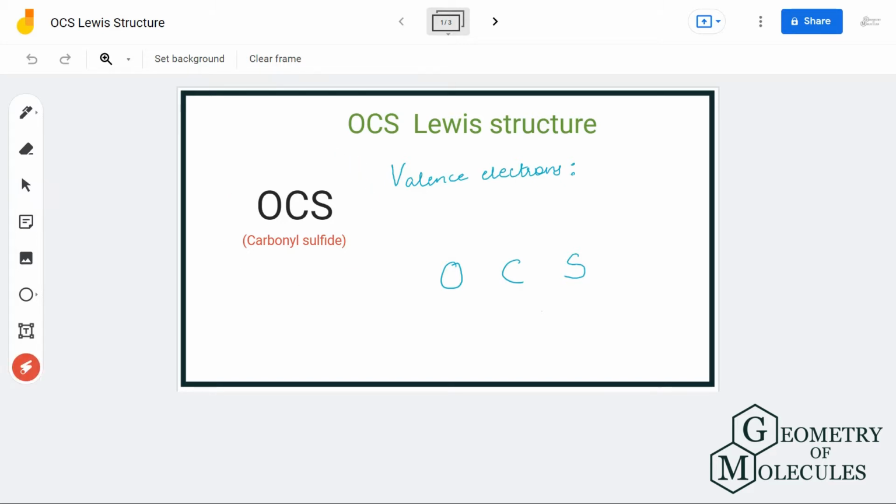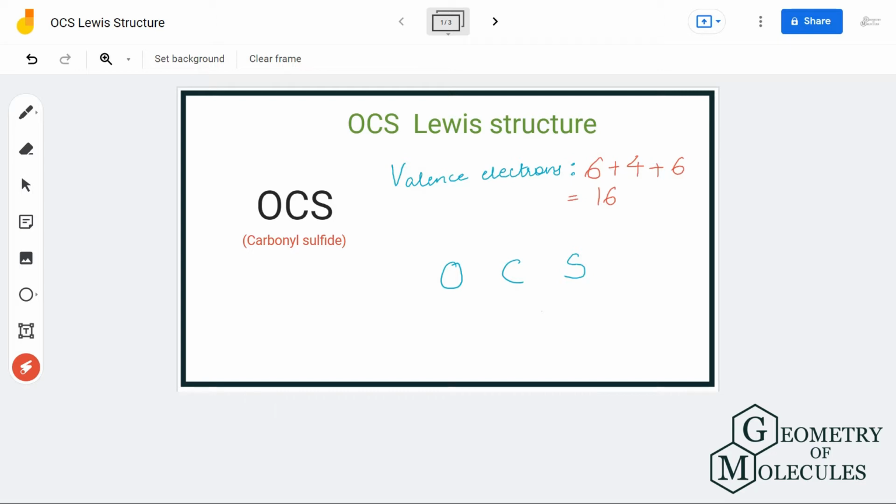We are going to help you with the OCS Lewis structure. It is the chemical formula for carbonyl sulfide, and to determine its Lewis structure we will first look at the total number of valence electrons. Here we have one oxygen atom which has 6 valence electrons, a carbon atom which has 4 valence electrons, and a sulfur atom which has 6 valence electrons in its outer shell. So in total we have 16 valence electrons for this molecule.